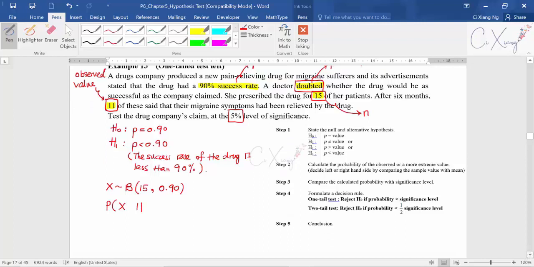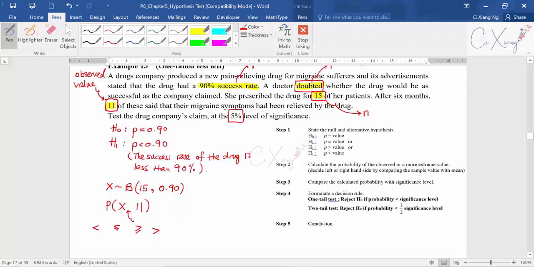Okay, so now we are having a problem here. For this 11, you have a few signs that you can put in: smaller equal, or greater equal, or smaller, or greater. Which is the correct sign that you should put in?